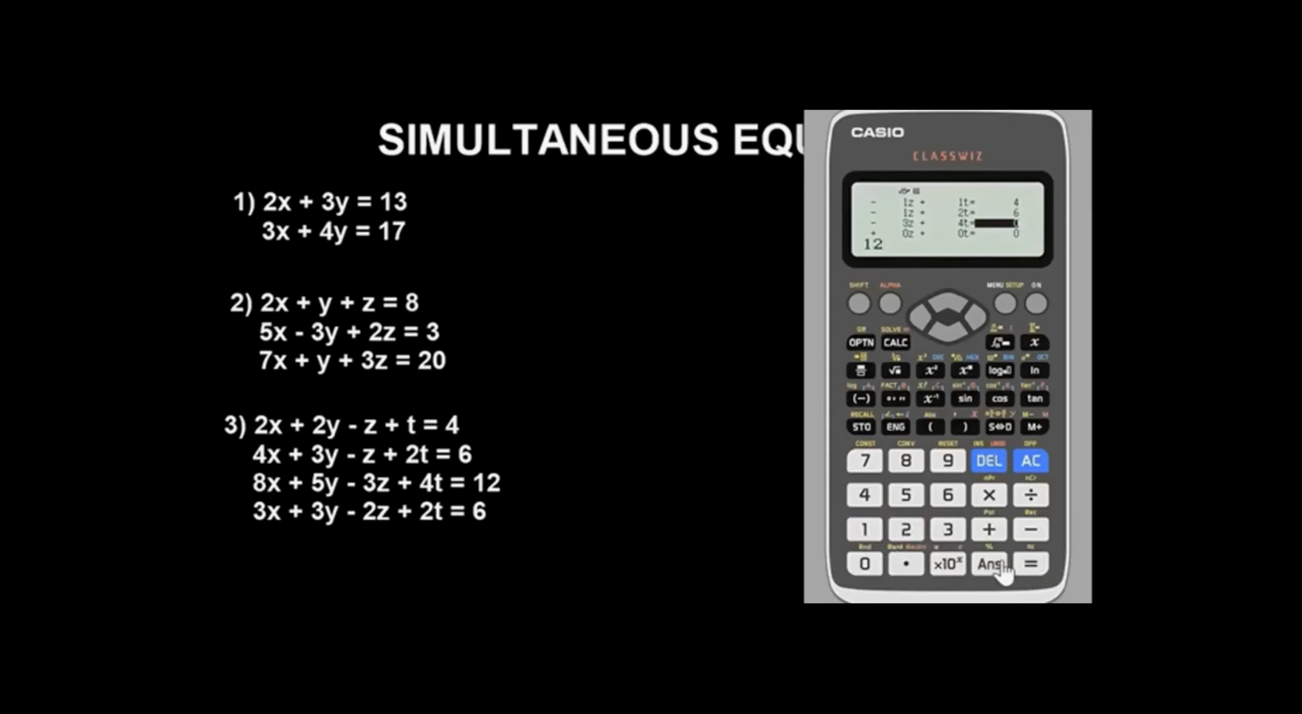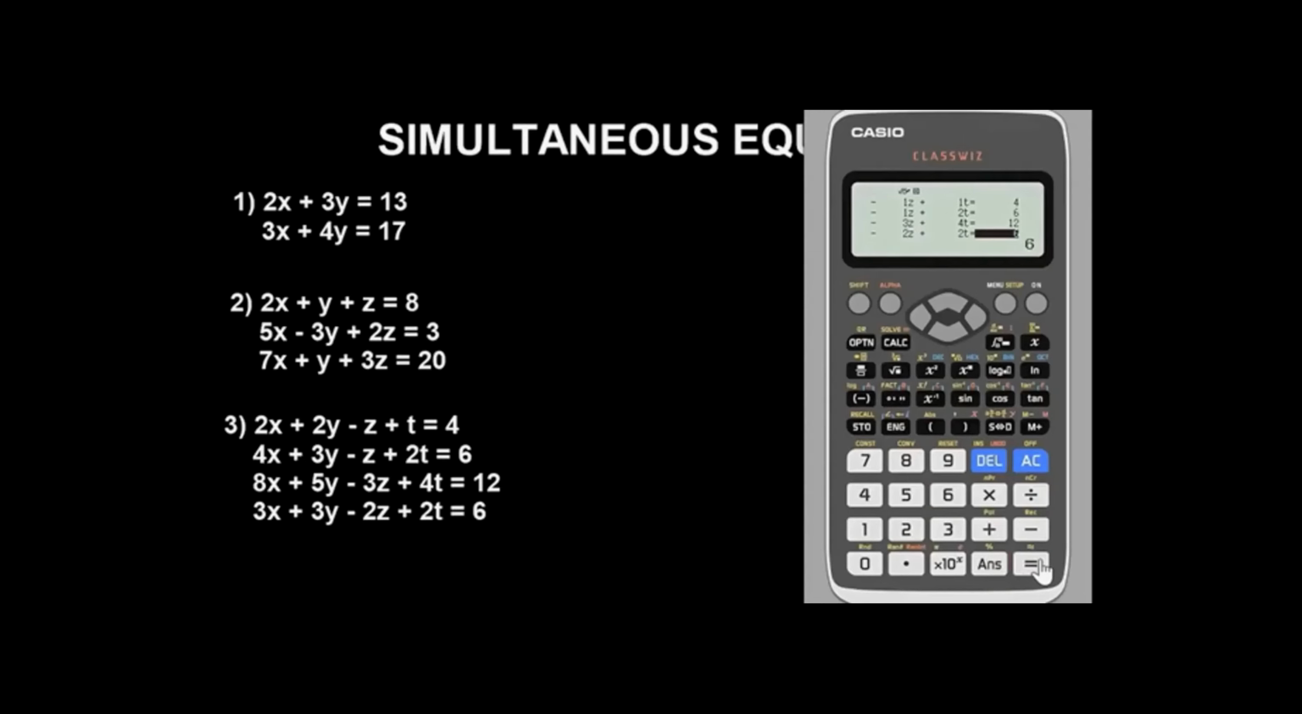12. And lastly, the last rule there, coefficient of 3x there is what? 3. Coefficient of 3y there is what? 3. Coefficient of minus 2z there is what? Minus 2. Okay, coefficient of 2t there is what? 2. And lastly, the constant there is what? 6. Okay, so guys, we are good to go.